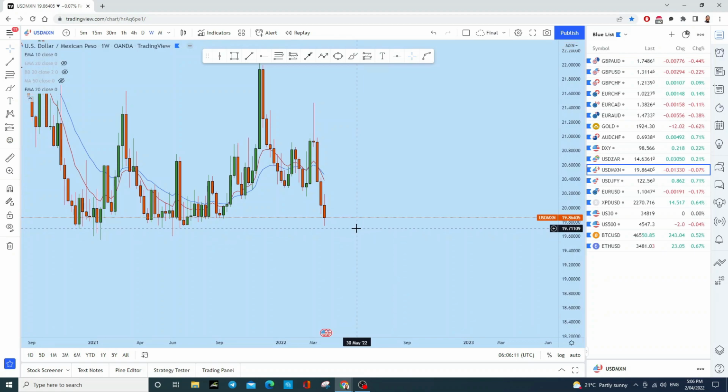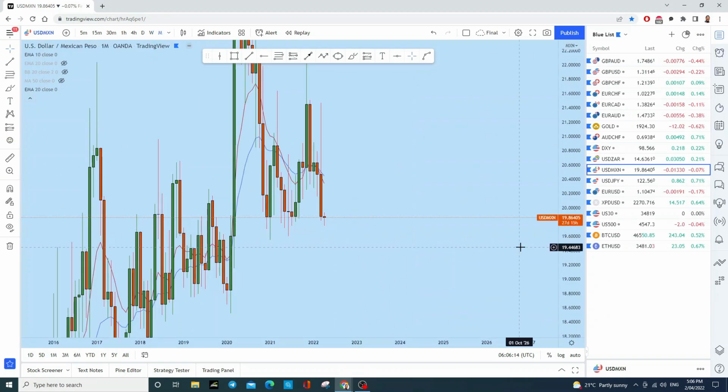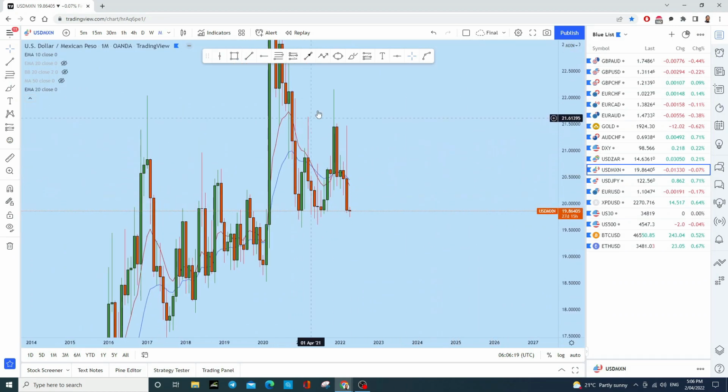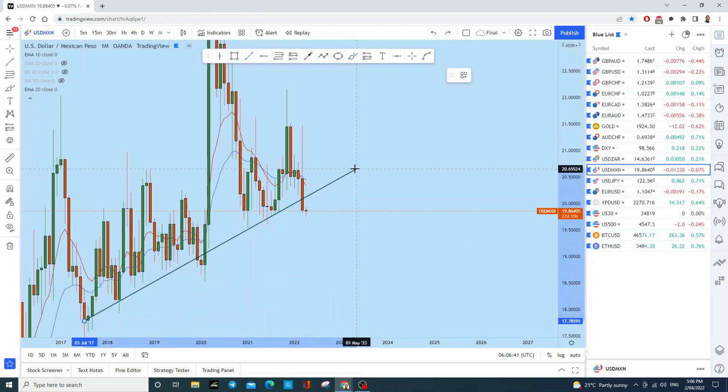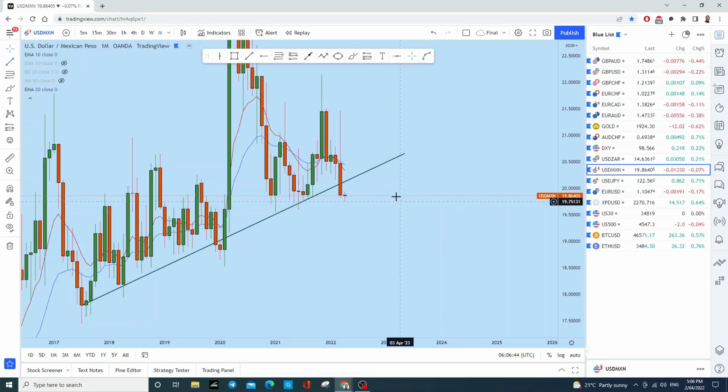Now monthly, we see that there has been a very strong bearish candle on the monthly on USD Mexican peso. The price went up, created a head and shoulders, and we saw that USD Mexican peso dropped towards the downside. Now this month, as soon as the candle closed, basically it broke all this level. This long-term trend line is broken. You see, this has been broken, and I think that USD Mexican peso will drop a lot from here.